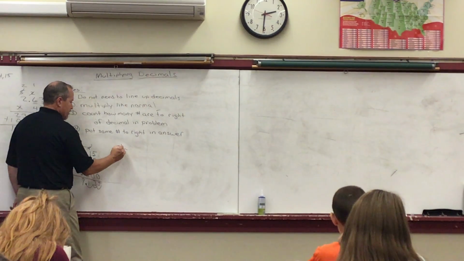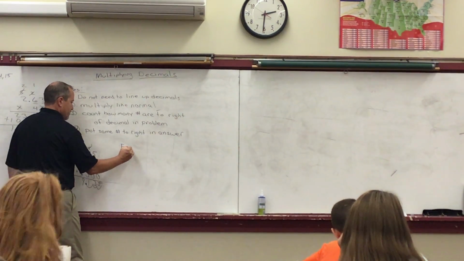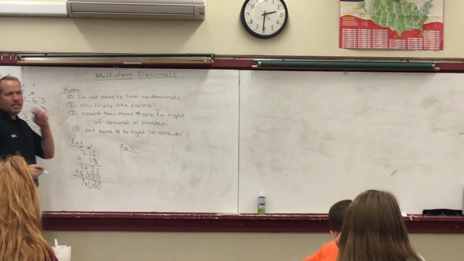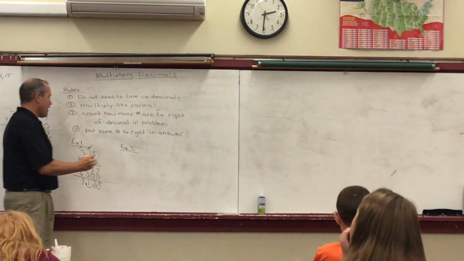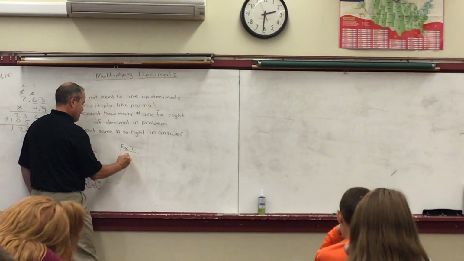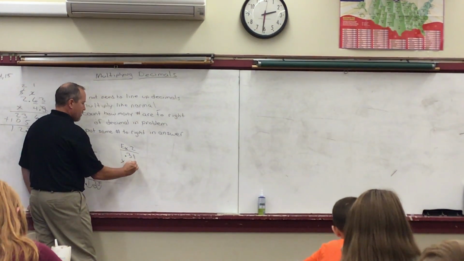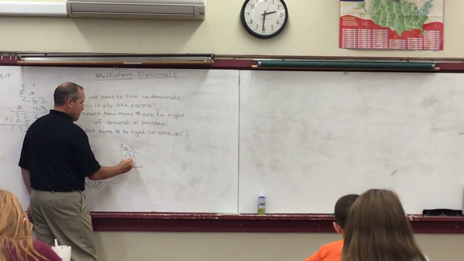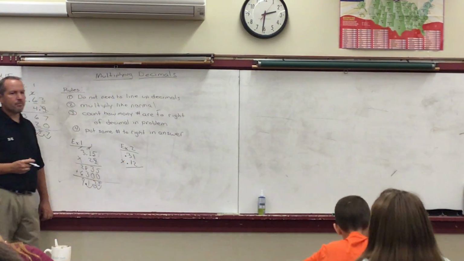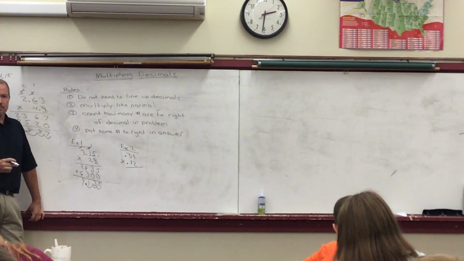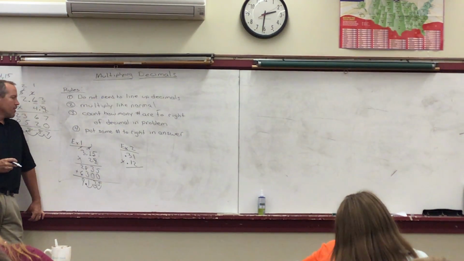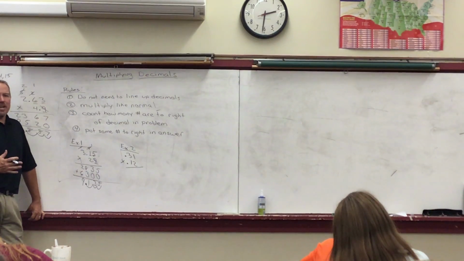Let's do another example. This time, let's say we have 3,100 times 1,200. Once again, we don't have to line the decimals up in this situation, they just naturally line up.